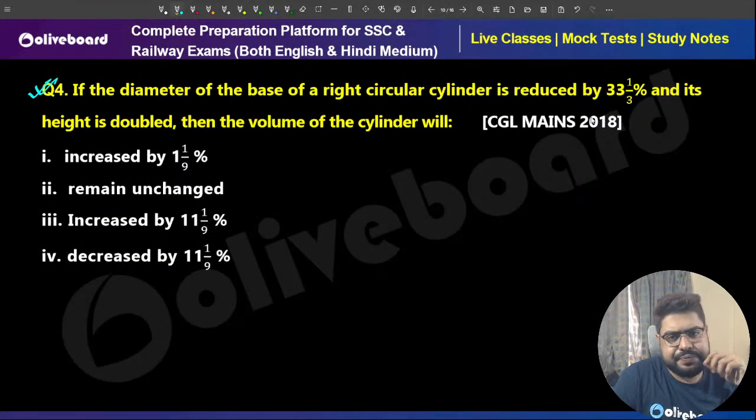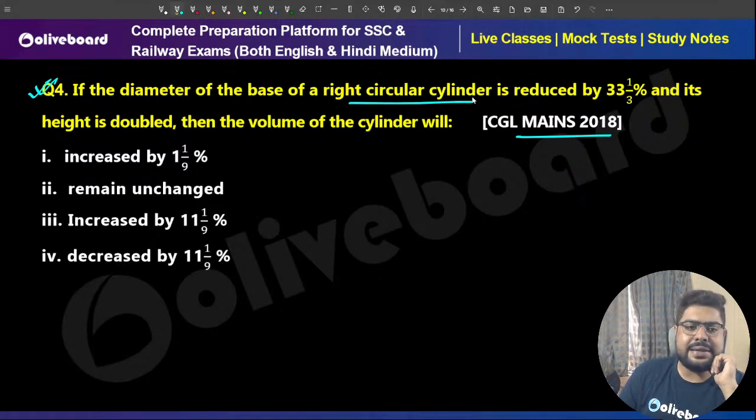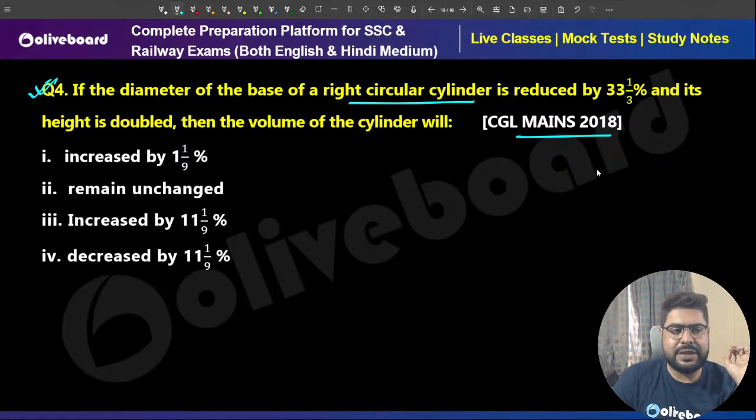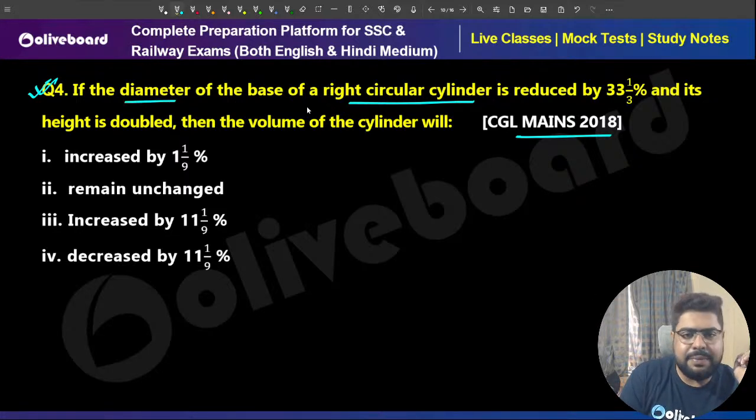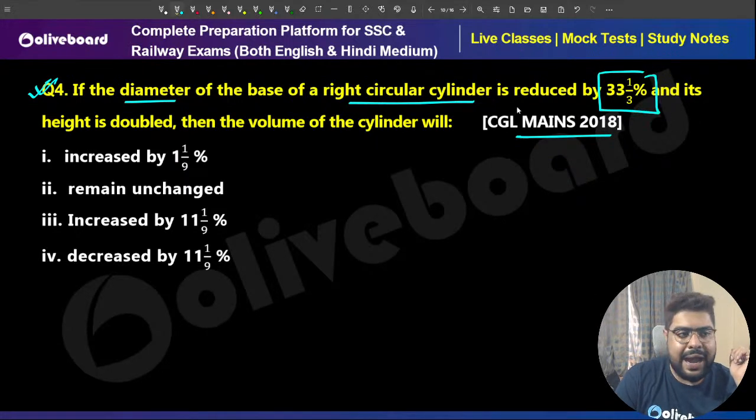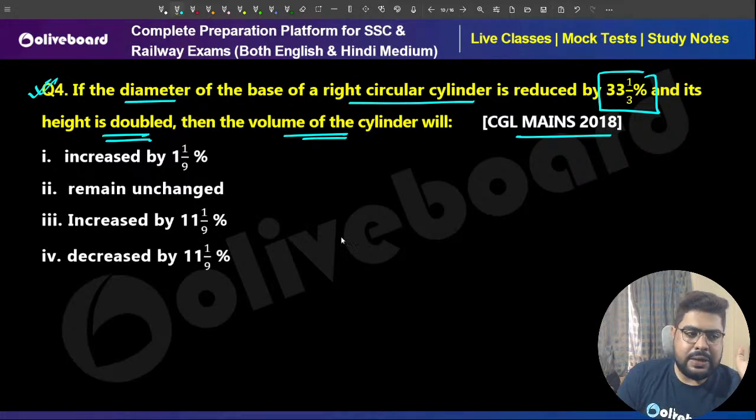So again, CGL means we are talking about a right circular cylinder. The diameter of the base has been reduced and its height is doubled. The volume of the cylinder will be what? So what will be the change?